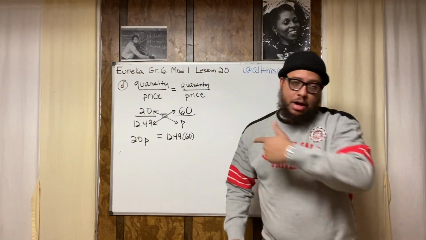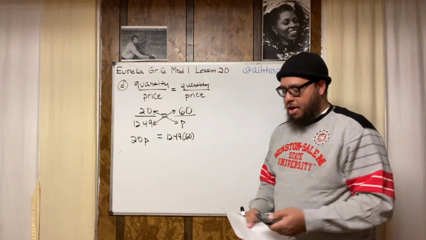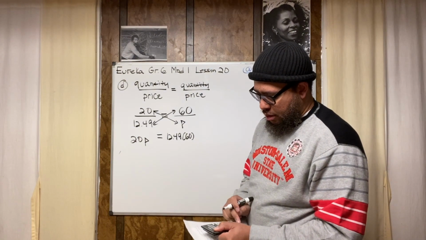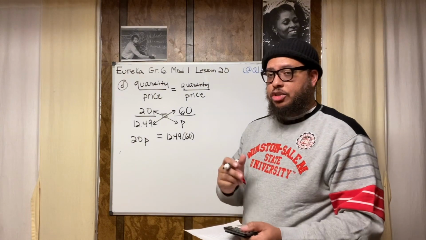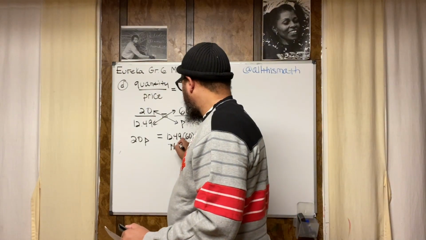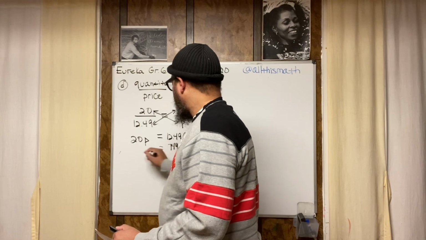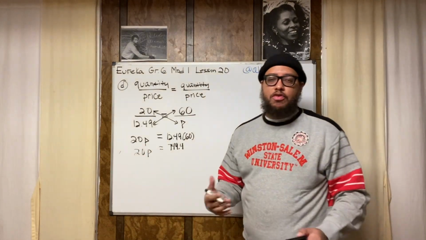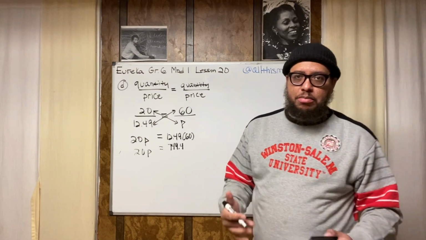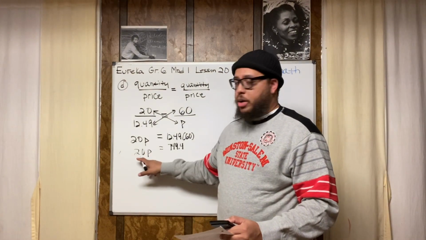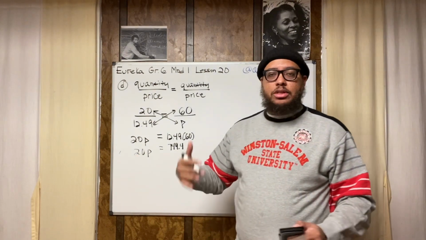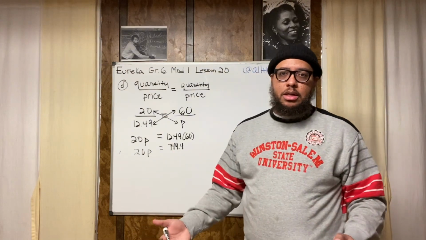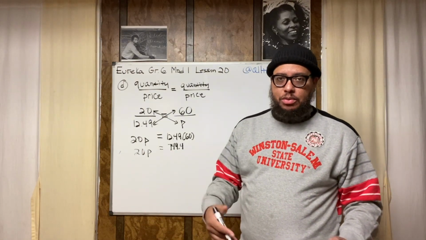So now I'm going to grab my calculator to do this math real quick. So I got 12.49 times 60. That's 749.4 over here. And then I bring down my 20P. And I'm trying to solve for P. So whenever you're trying to solve for a variable, you're trying to isolate the variable by itself, right? So you're trying to get rid of 20. So the way to get rid of 20 is to do the opposite operation from what 20 is doing. 20P means multiplication. That means you got to do the opposite of multiplication, which is division.